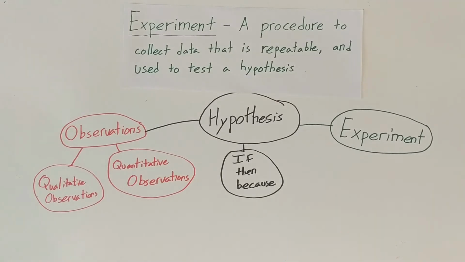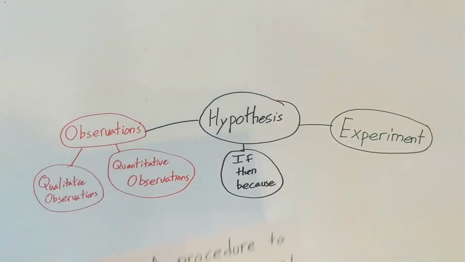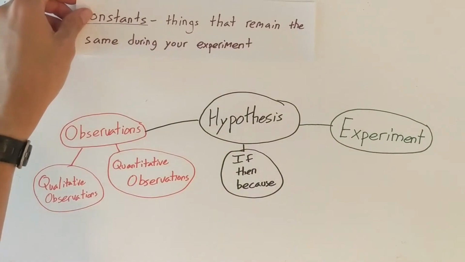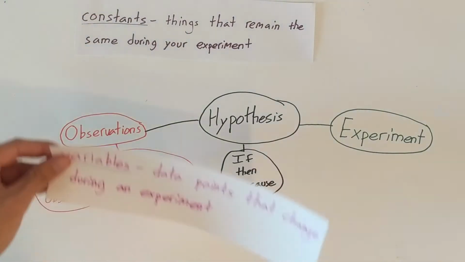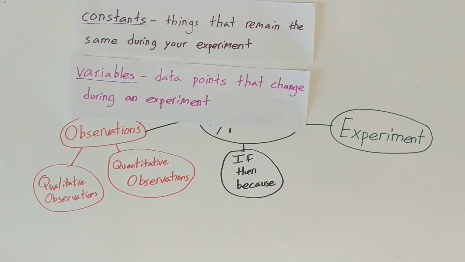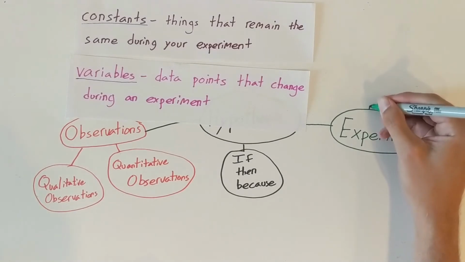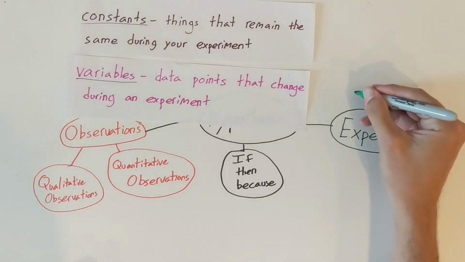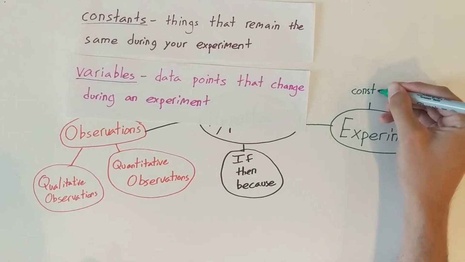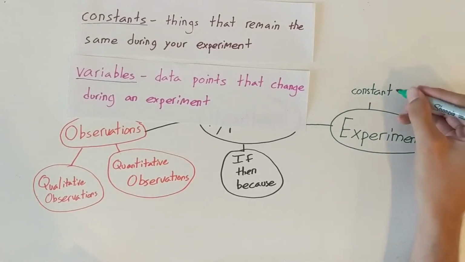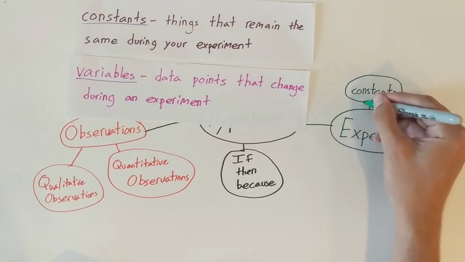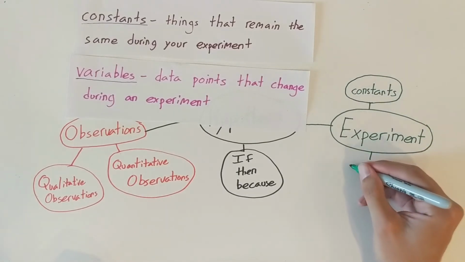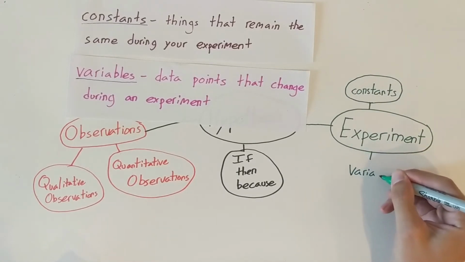Some vocabulary that's really important when we're talking about experiments are going to be constants and variables. So when we have an experiment, we usually want to be testing for very specific things. So when we're testing for those things, we want to keep as many things as we can constant. And then what we're testing for will be our variables. So constants are going to stay the same during our experiment. And variables are going to be what we're measuring and what will change during our experiment.